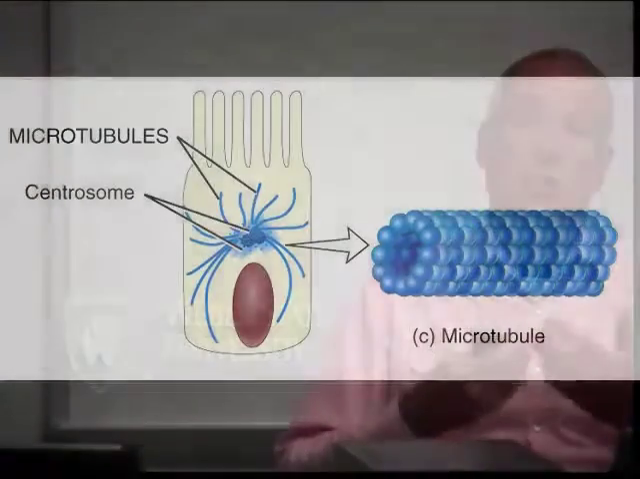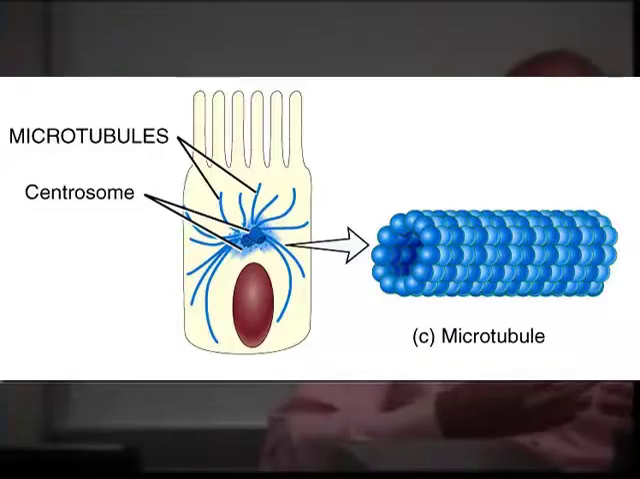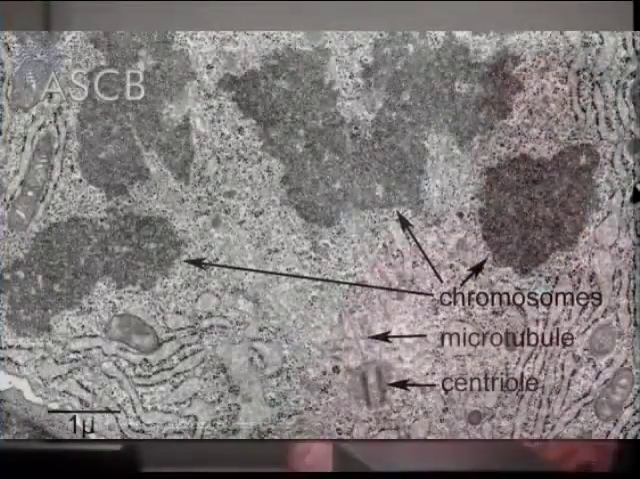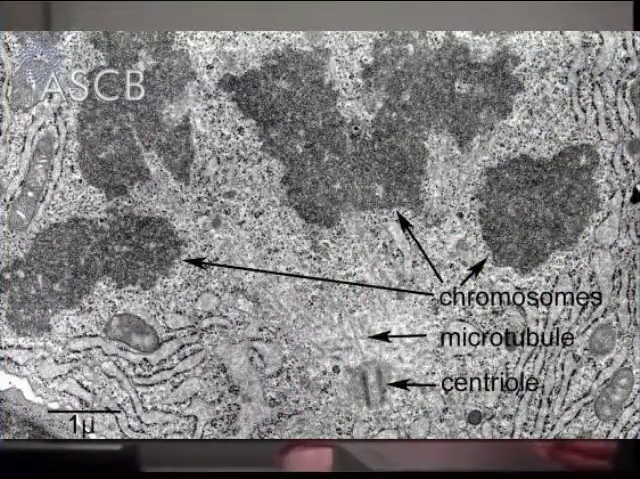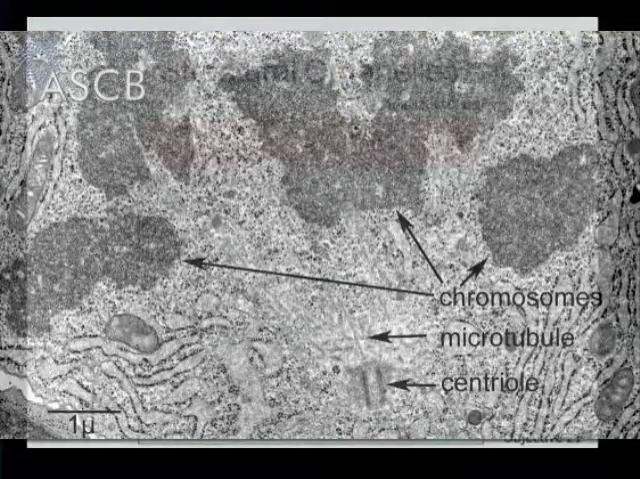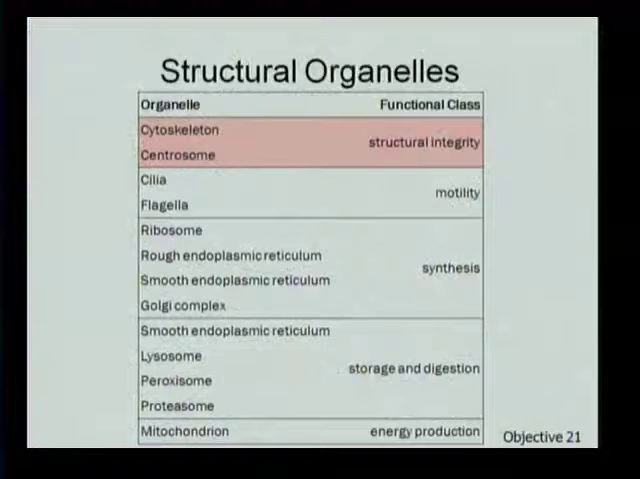As I said then, in each one of the objectives that we're going to be looking at, we'll be clustering these organelles into groups. And the first group that we're going to look at are those that give the cell structural integrity. It's going to be the cytoskeleton and then something that's associated with the cytoskeleton called a centrosome. The structural integrity organelles that we're going to look at are the cytoskeleton and the centrosome.